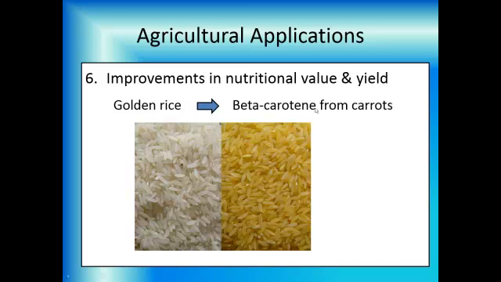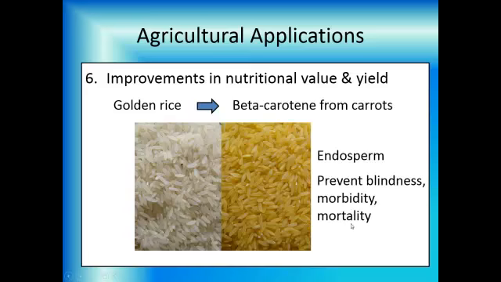So what they did is they took beta-carotene from carrots, which is converted into vitamin A in your body, and they put it in the endosperm instead of in the bran. And it makes it this lovely golden color, and it prevents blindness, morbidity, which is disease, and mortality, which is death. Well, there's a problem. It makes the rice taste like carrots, and oftentimes the little kids don't like it. There's also been a lot of brouhaha over golden rice and whether it's ethical and whether they're really cheating the farmers, but we'll get into that in the ethical section.